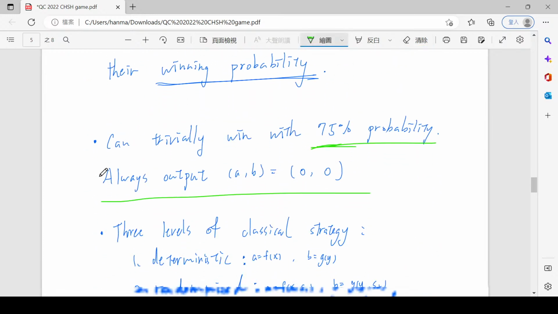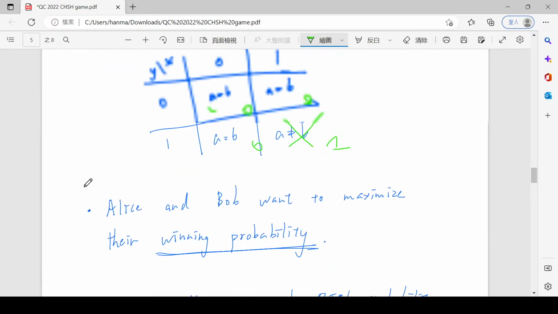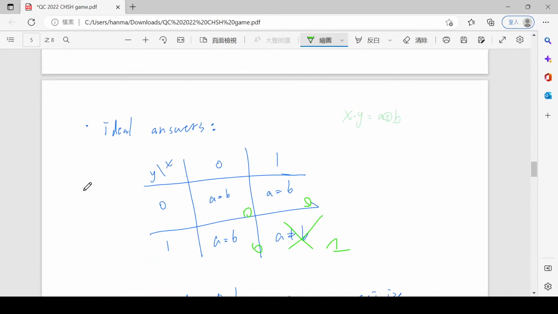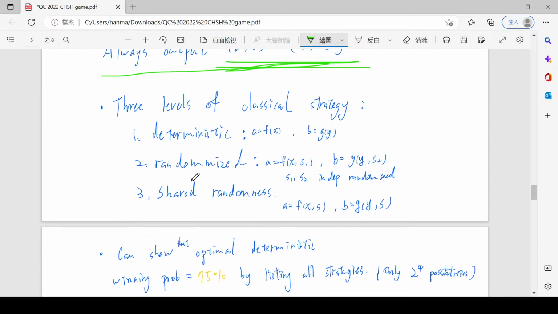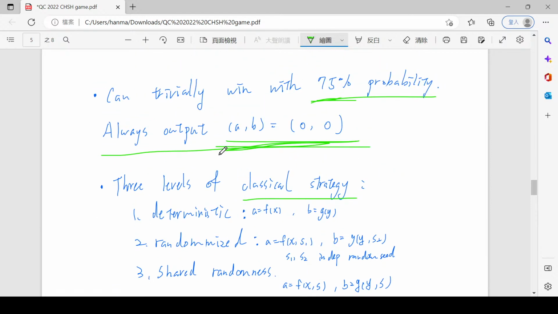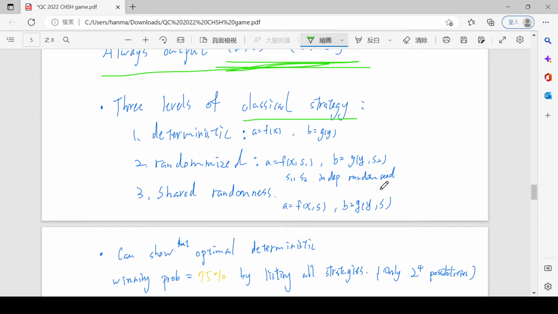And okay, now we are going to give a hand-wavy proof that actually this is the best possible thing you can do classically. So there are three levels of classical strategy. Before we talk about this being optimal for classical, we need to be a bit more precise about what we mean by classical strategy.